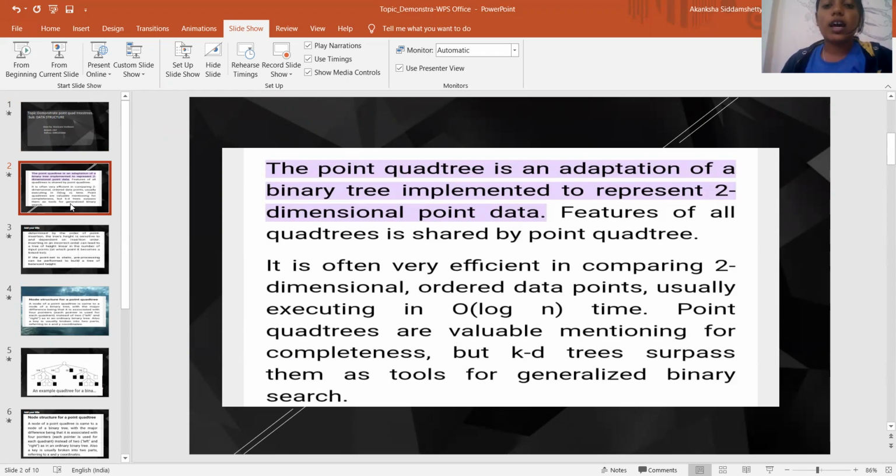Features of binary trees are shared by point quadtrees. It is often very efficient in comparing two-dimensional ordered data points, and is usually executing in O(log n) time. Point quadtrees are valuable, worth mentioning for completeness, but KD trees supersede them as tools for generalized binary search.